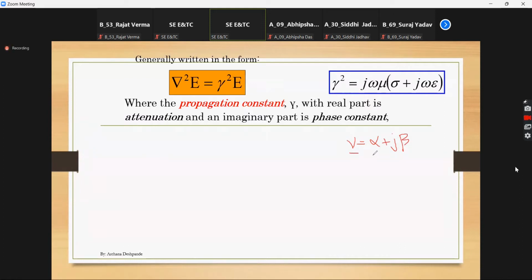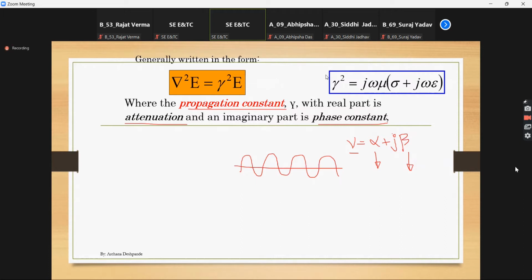It gives you information about alpha. So what is alpha? Alpha is the attenuation, and beta is the phase constant. Whenever an EM wave propagates in any medium, what is happening to its phase and what is happening to its attenuation? Whether it is getting attenuated, and whether its phase is changing or not, that information is obtained using the propagation constant. So this propagation constant is called gamma, and it is alpha plus j beta.